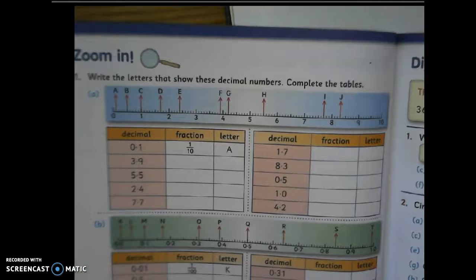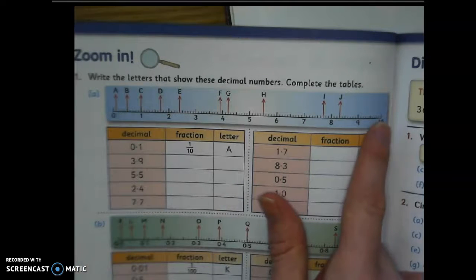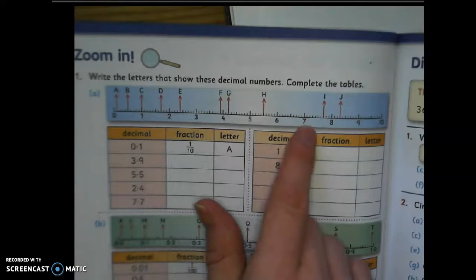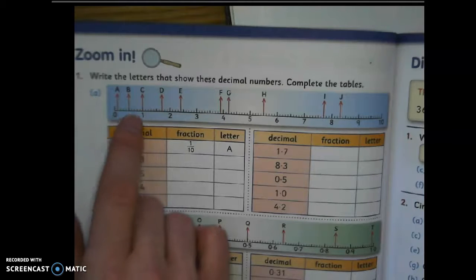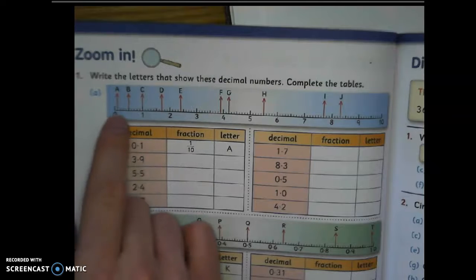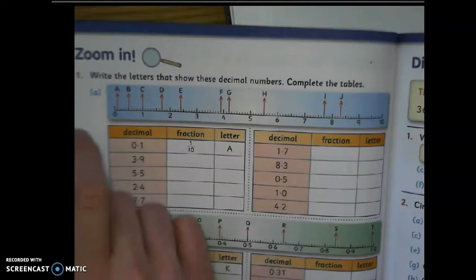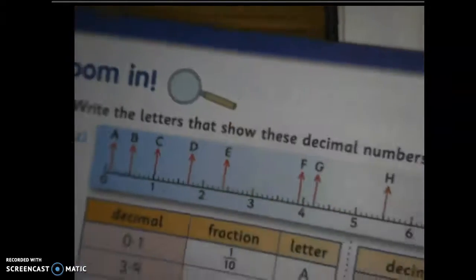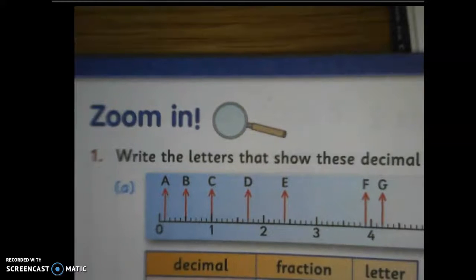Okay, so we can see here we have a number line going from 0 to 10. So we have 1, 2, 3, 4, 5, 6, 7, 8, 9, 10. And obviously between each number there's 10 places, representing each decimal. At each little decimal there is a corresponding letter, and it is up to us to find what each letter represents.